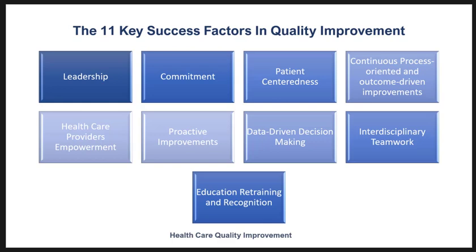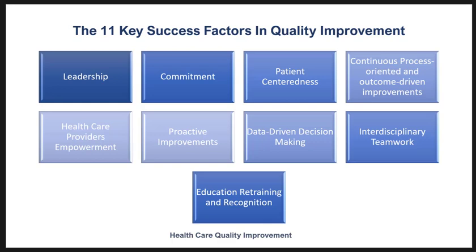And also reorient the healthcare model to focus on a holistic approach to healthcare, shifting from inpatient to outpatient and ambulatory care. Continuous, process-oriented and outcome-driven improvement is another key success factor for quality improvement.